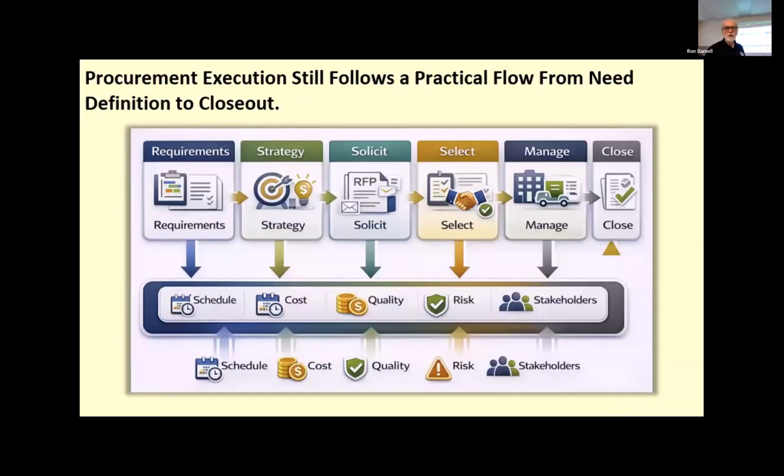Procurement execution still follows a practical flow from needs definition to closeout. Even if we've reframed procurement more broadly within organizational sourcing, the actual execution work still follows a recognizable flow. Projects still need to identify what needs to be obtained externally, decide how it's going to be sourced, engage sellers, manage performance, and close out our obligations properly.